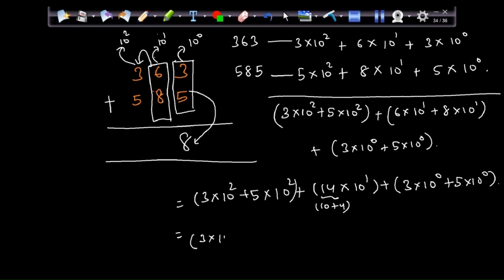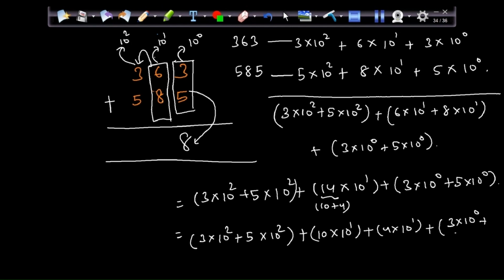So 3 into 10 power 2 plus 5 into 10 power 2 plus 10 into 10 power 1 plus 4 into 10 power 1 plus 3 into 10 power 0 plus 5 into 10 power 0. This will become 3 into 10 power 2 plus 5 into 10 power 2. This is nothing but 10 power 3. I can write it as 1 into 10 power 3. Now this 1 is coming from here, right? Because we have expanded this 14 as 10 plus 4.